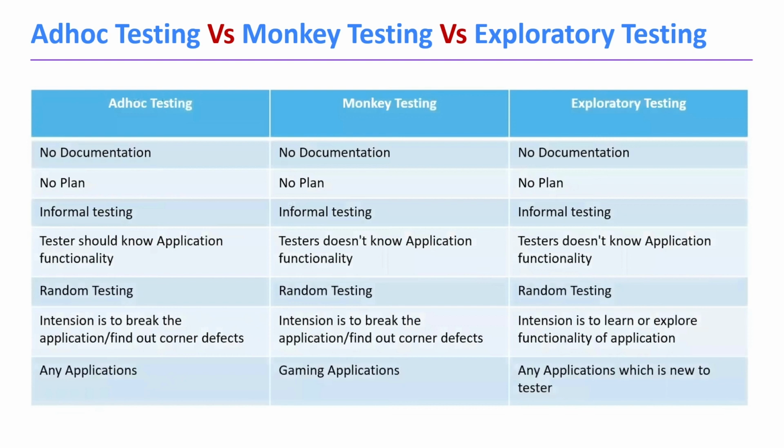All these three testings are randomly conducted on the software application. The intention of ad hoc testing and monkey testing is to break the system or find corner defects. The intention of exploratory testing is to learn the application or explore its functionalities. Ad hoc testing is suitable for any type of application, and monkey testing is suitable for gaming applications. Exploratory testing is suitable for any application which is new to the tester.